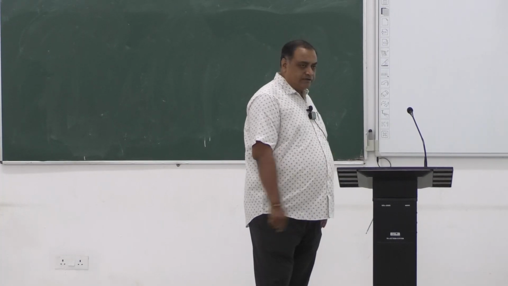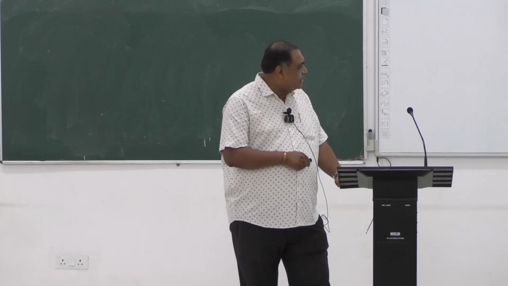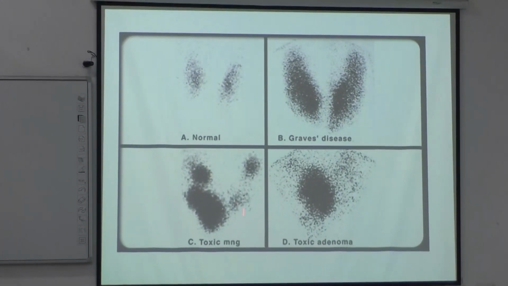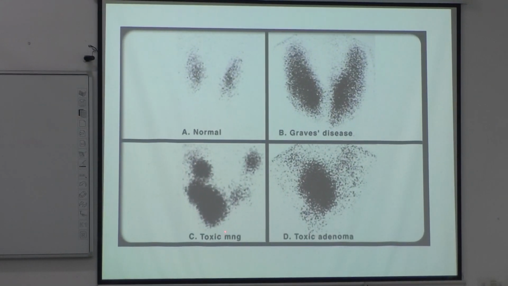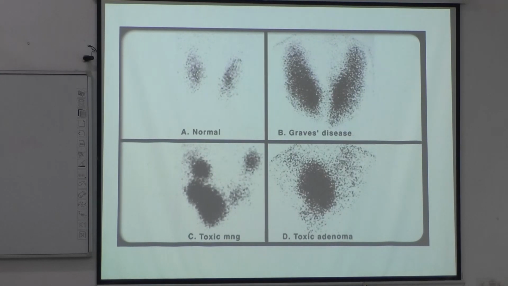These are 4 conditions, the images of thyroid scan. This is the hyperactivity of the thyroid gland called Graves' disease. This is normal. This is toxic, and this is myxedema, and this is toxic adenoma. There are 4 conditions given like this. Right? So hyperactivity can be seen in toxic goiter, Graves disease, and toxic adenoma.